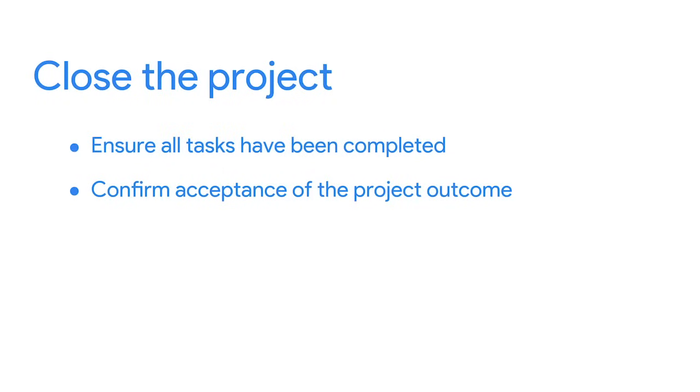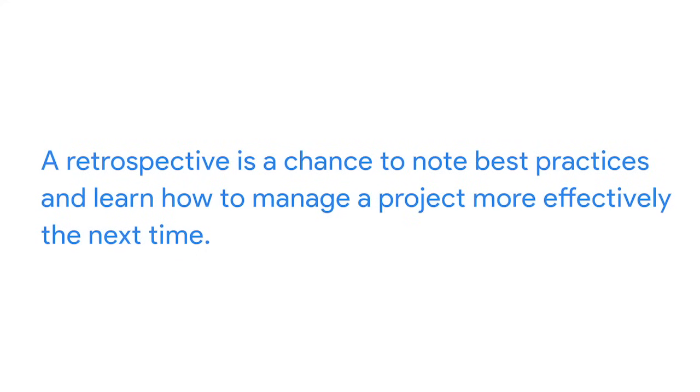Once your project has been accepted as meeting its goals, take some time to reflect on what went well and maybe what didn't go so well. This reflection is usually called a retrospective, and it's a chance to note best practices and learn how to manage a project more effectively next time. Even if everything went great, the notes from your retrospective are also valuable to the people or organization receiving the end result of the project. That's because they can use that information to inform decisions about their business the next time they consider a project.